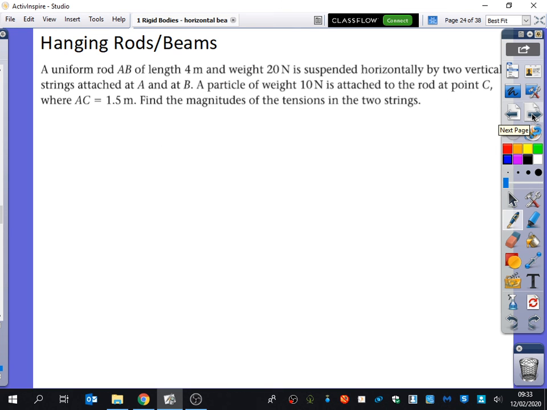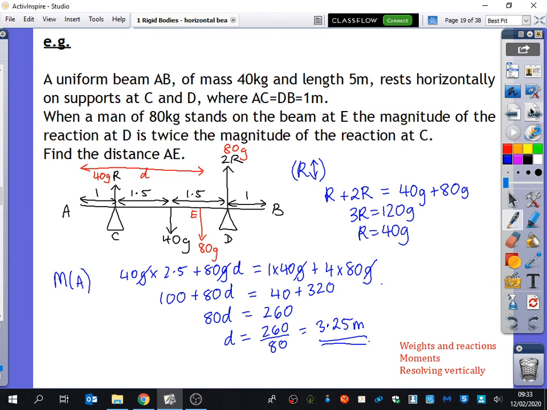And then in a moment, about halfway through the lesson, we'll do hanging bars and rods, which is same thing, just a different situation. Okay, so I'll leave it up on this one, and let's grab the pens and we will get started, okay?